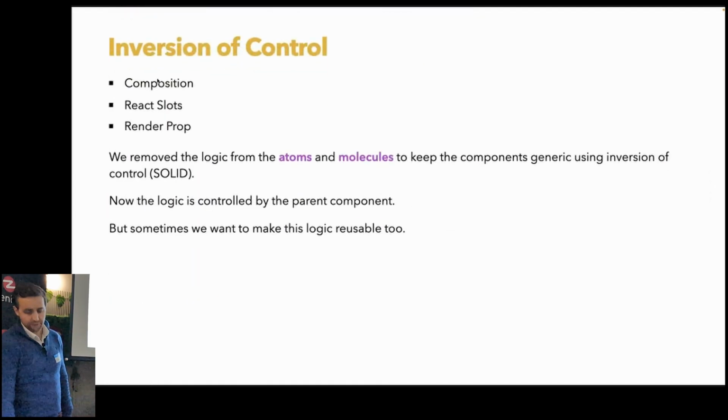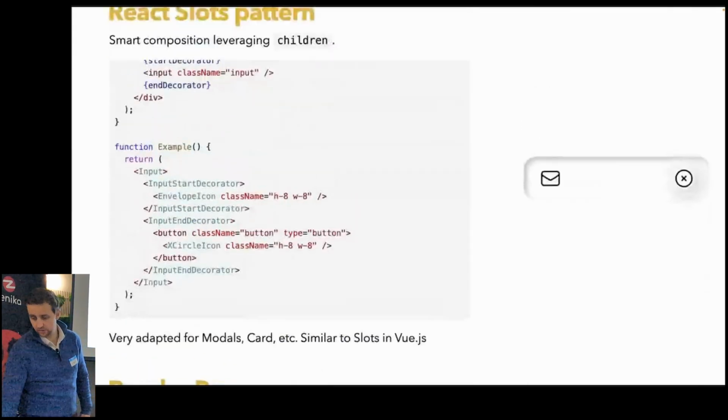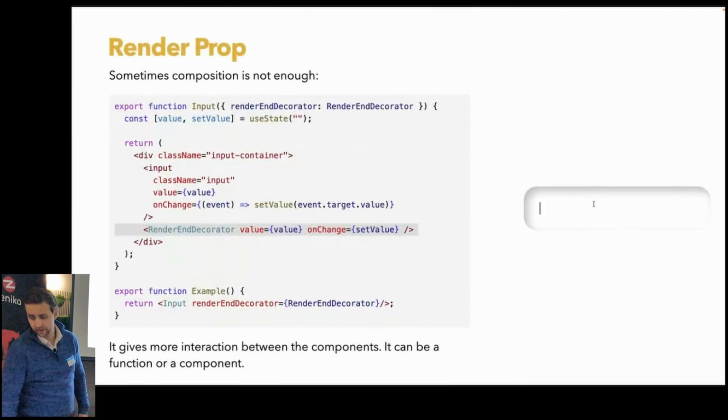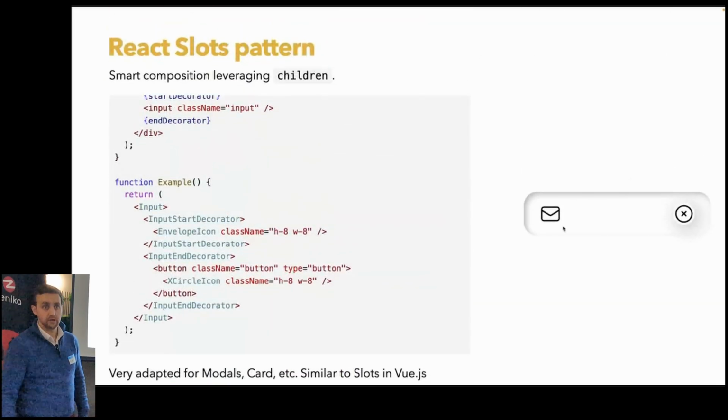So that's the same for composition. React slot is just a smarter version of composition, and render props the same. But when you start to extract some logic, some UI or some logic from the component and put it in the parent, you might have duplication coming. Because imagine, for example, if you go back to this one, and you say, okay, the parent decided that I want to show that and that.